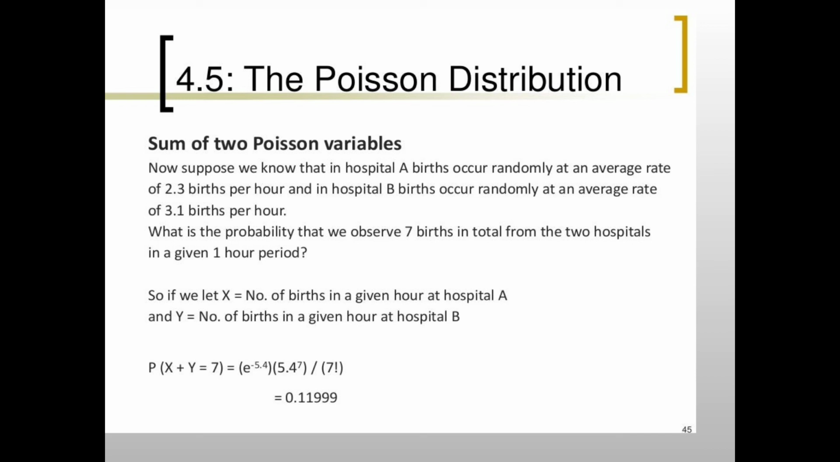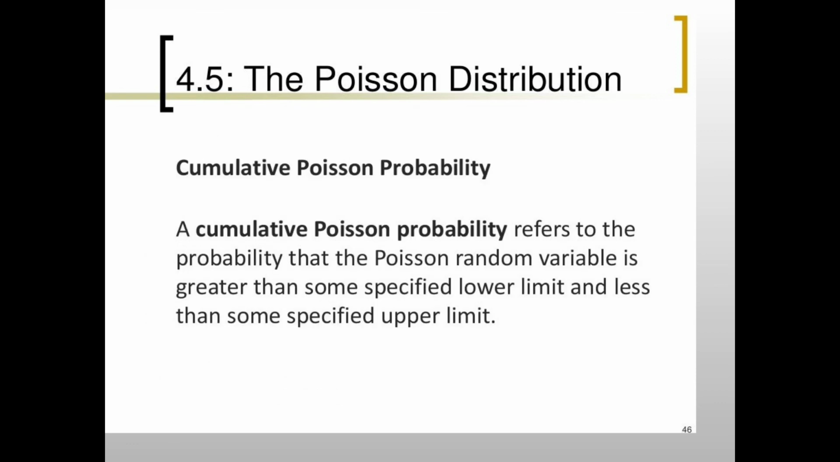and y be the number of births per hour at hospital B, then P of x plus y equal to 7 is equal to e raised to the power of minus 5.4 into 5.4 raised to the power of 7 by 7 factorial, which gives a probability of 0.11999.